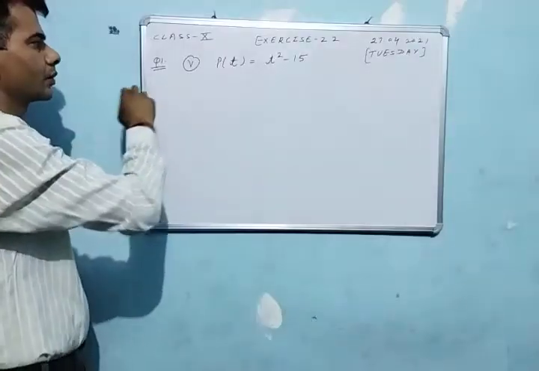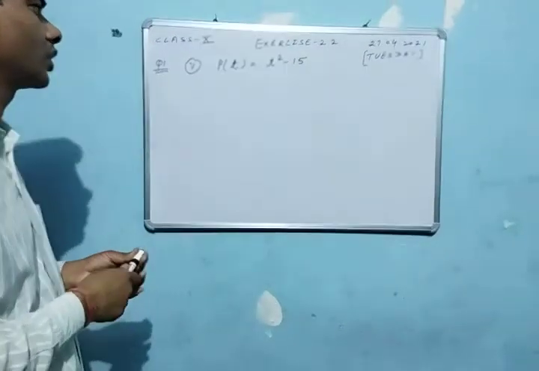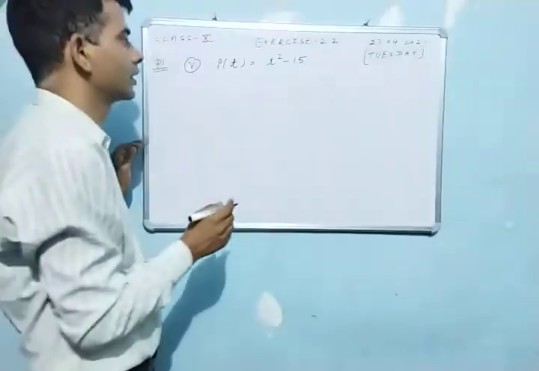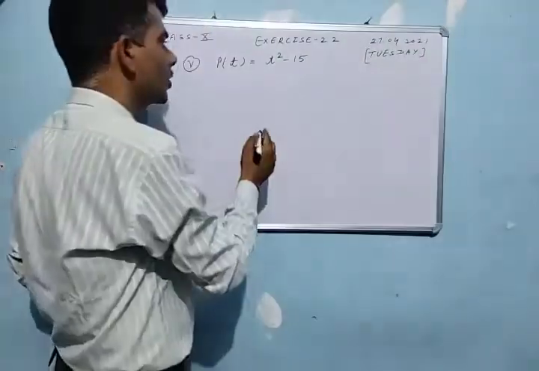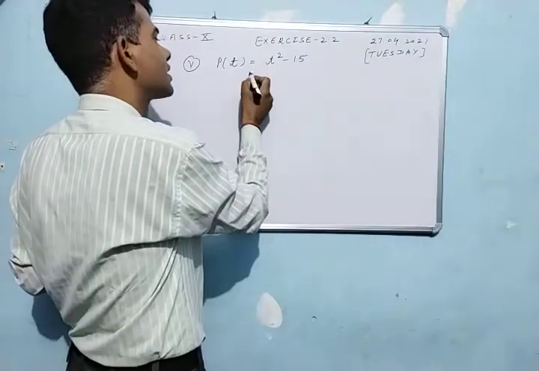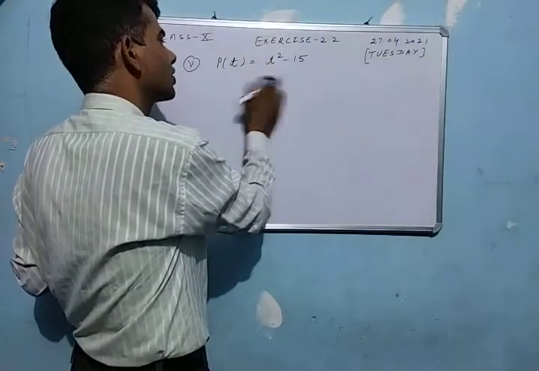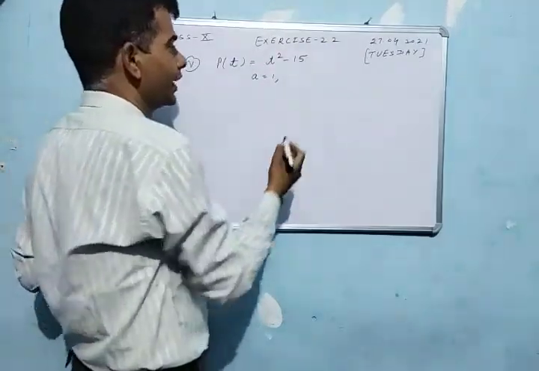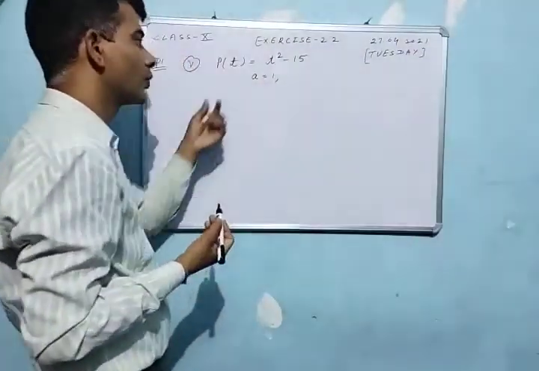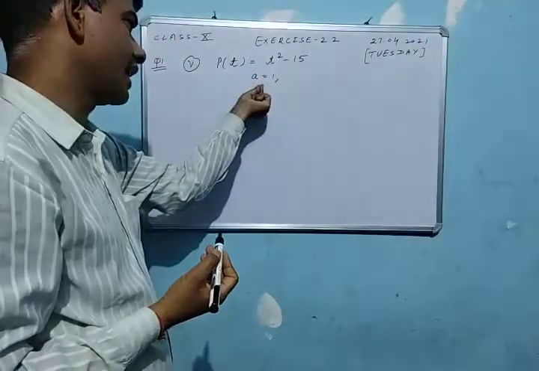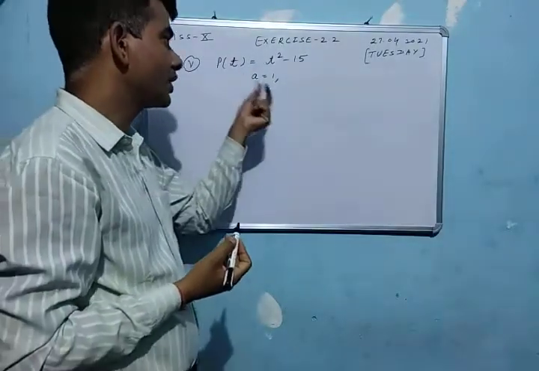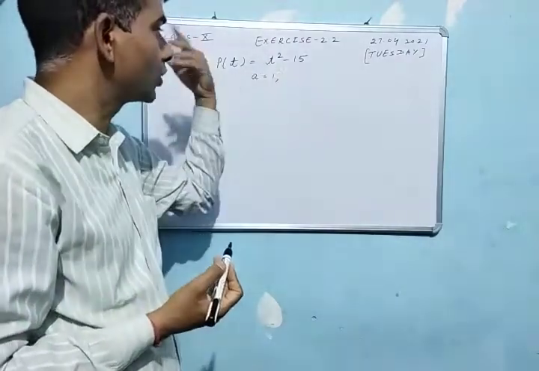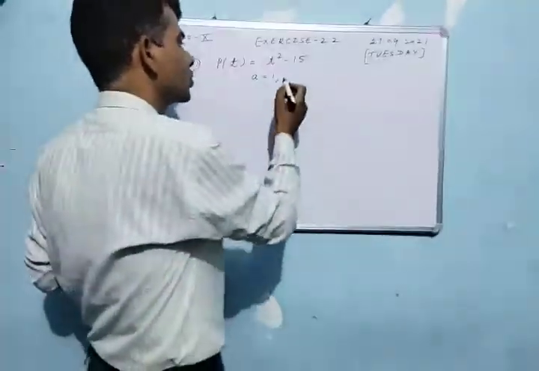fifth part. Question number 1, fifth part is P of t is equal to t square minus 15. Students, first of all, we will find out what is a. A is 1. Now, student, what is b? B is 0 because the coefficient of t square is a, a is 1. The coefficient of t is b. Student, there is no coefficient. There is no term of t. So b is equal to 0.